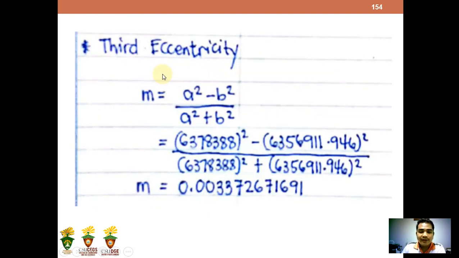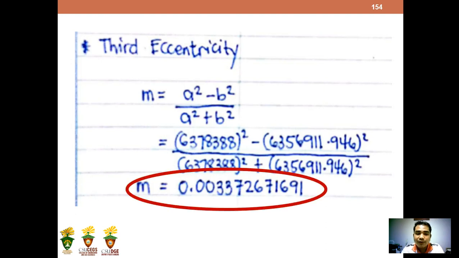And for the third eccentricity, the formula is a squared minus b squared all over a squared plus b squared. Again, substitute the values we derived and were given. You can have the third eccentricity to be 0.00337267161. Again, when it's eccentricity, it is in decimal format, and when it's flattening, it is in fractional form.